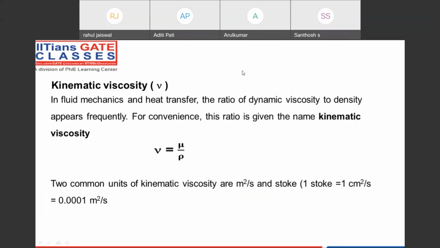Perfect. Note on the kinematic viscosity. Kinematic viscosity, basically, is the ratio of the dynamic viscosity to the density. It's the ratio of the dynamic viscosity to the density. That is called kinematic viscosity.